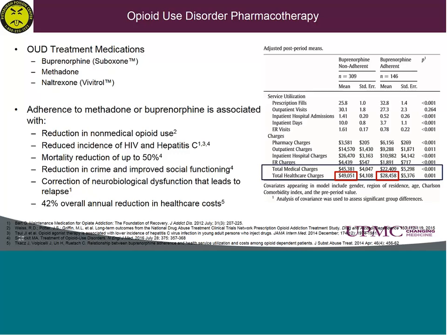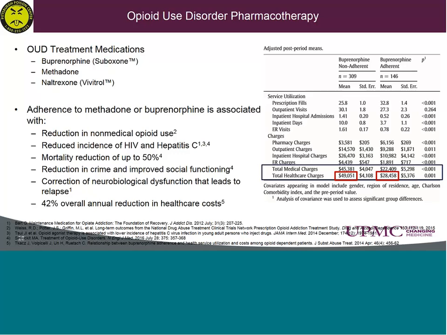And there's a slight increase, as you might imagine, in medication and prescription fill costs. Outpatient visits are fairly similar, but the really important ones are reductions in inpatient hospital admissions, duration of admissions, and numbers of emergency department visits. So because of those reductions, we see significant improvements in healthcare costs and utilization for folks who are adherent to medication therapy for opioid use disorder.